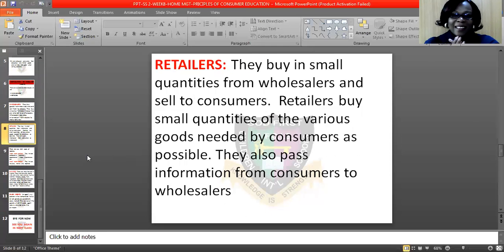Who are the retailers? I think with this illustration you'll be able to know who a retailer is. They buy in small quantities from the wholesaler. That is the B. That is the C, who has now bought from the B, which is the wholesaler. A wholesaler bought from a producer, which is A. The C is the retailer. The retailer is the one selling to D, which is me and you, the consumer.